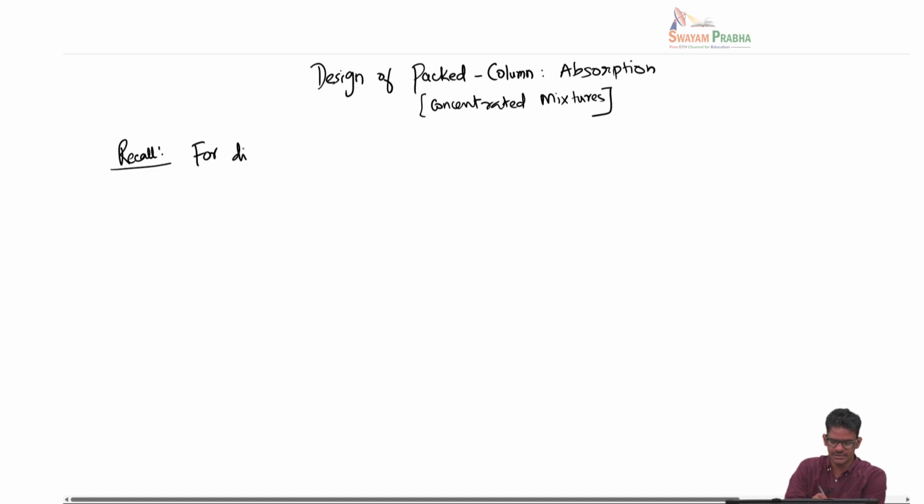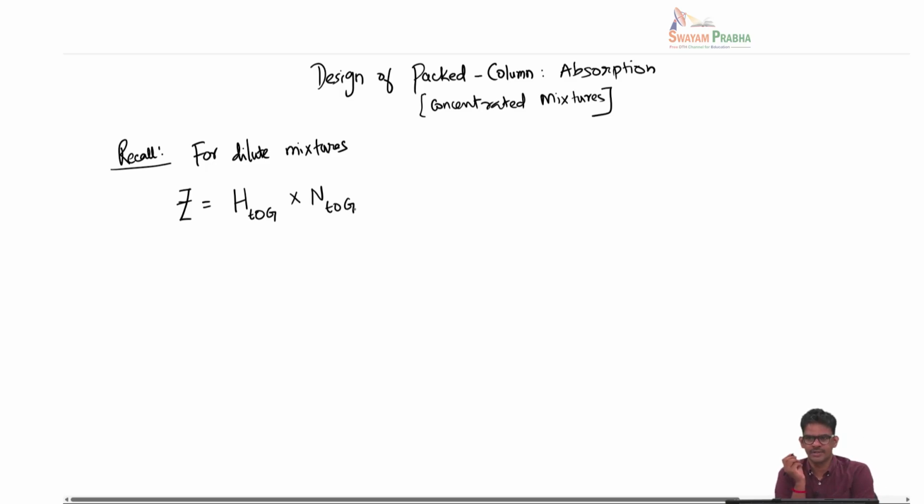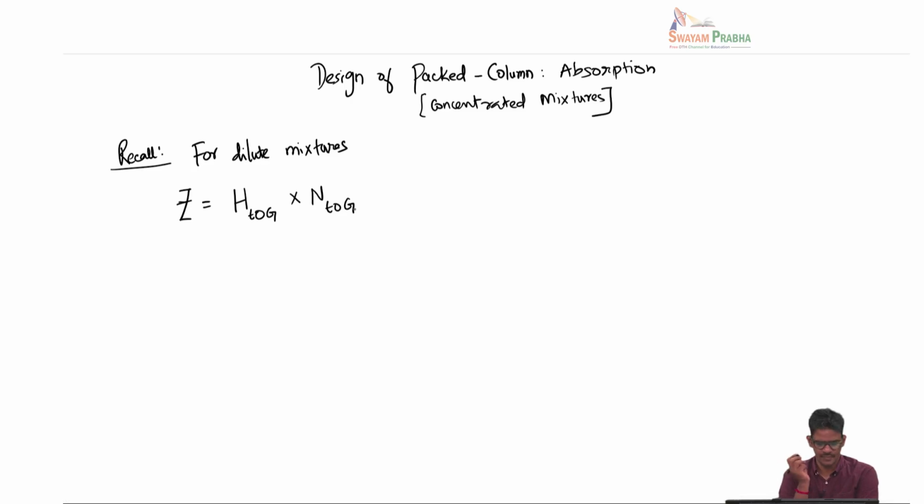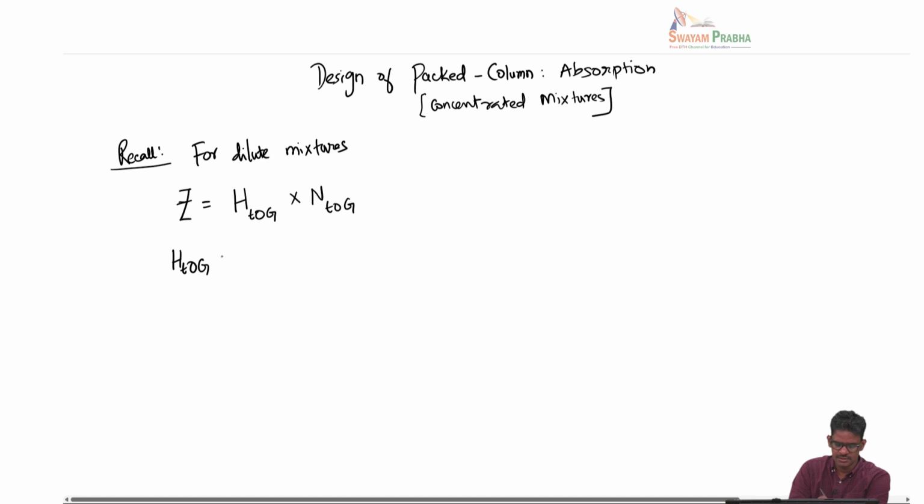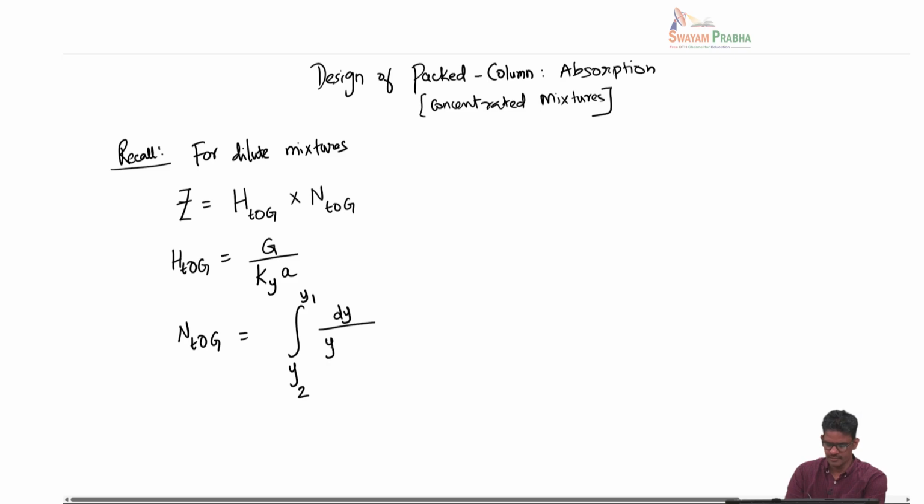So for dilute mixtures, we found that the height of the packed column Z is given in terms of overall height of transfer unit and overall number of transfer units, where this HTOG is defined as G by KYa, and NTOG is defined as the integral from y2 to y1 of dy by y minus y star. Okay.